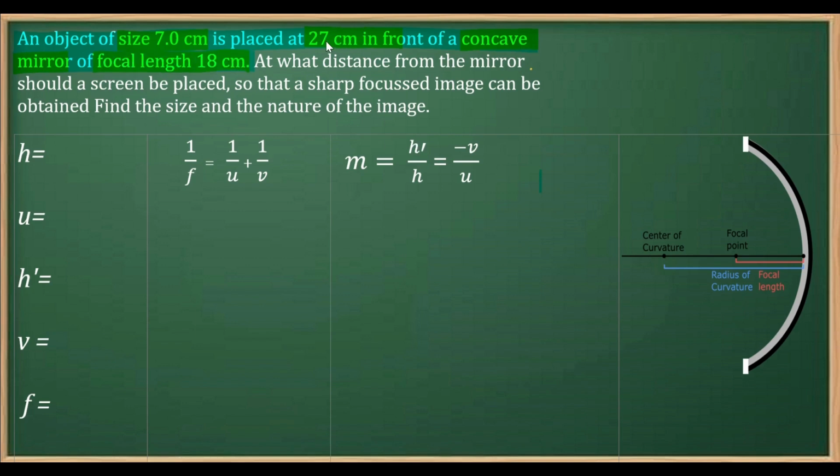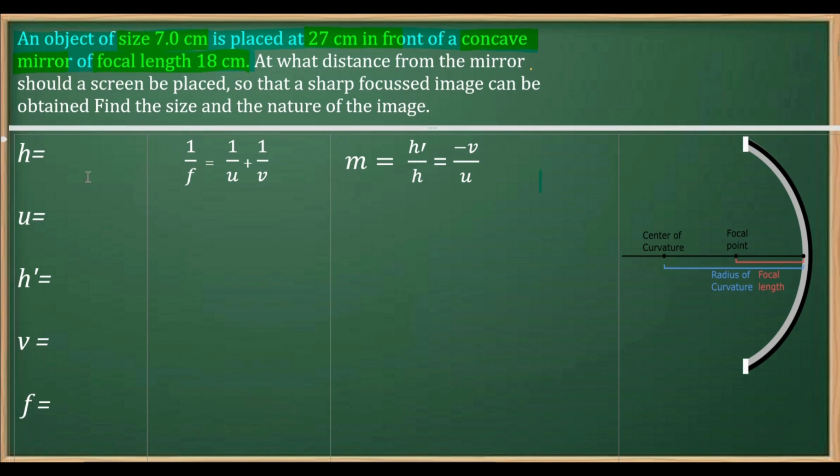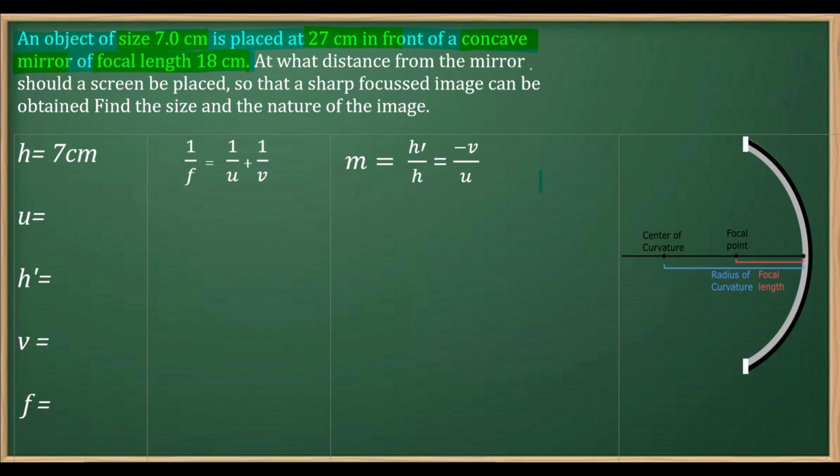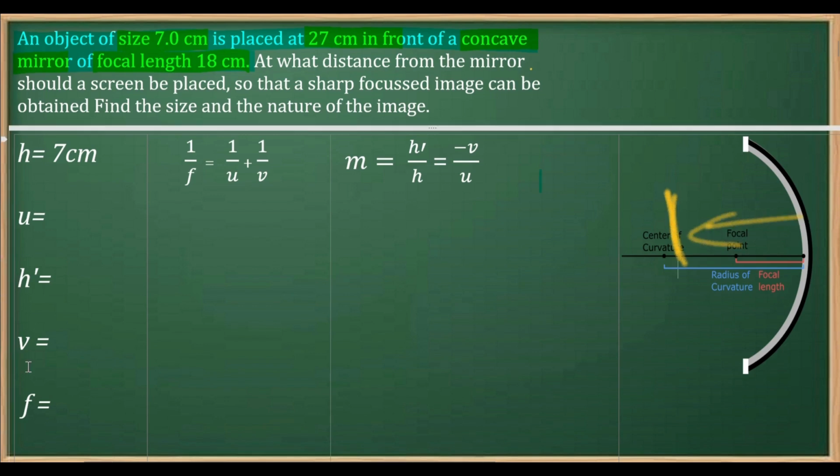So let's write down the information we have about this. So first thing that we have is the size of the object, which is how much? 7 centimeter. And the object, by convention, is always kept to the left hand side of the mirror. Anything which is measured to the left of the pole is taken as negative by convention. So this is negative 27 centimeter.